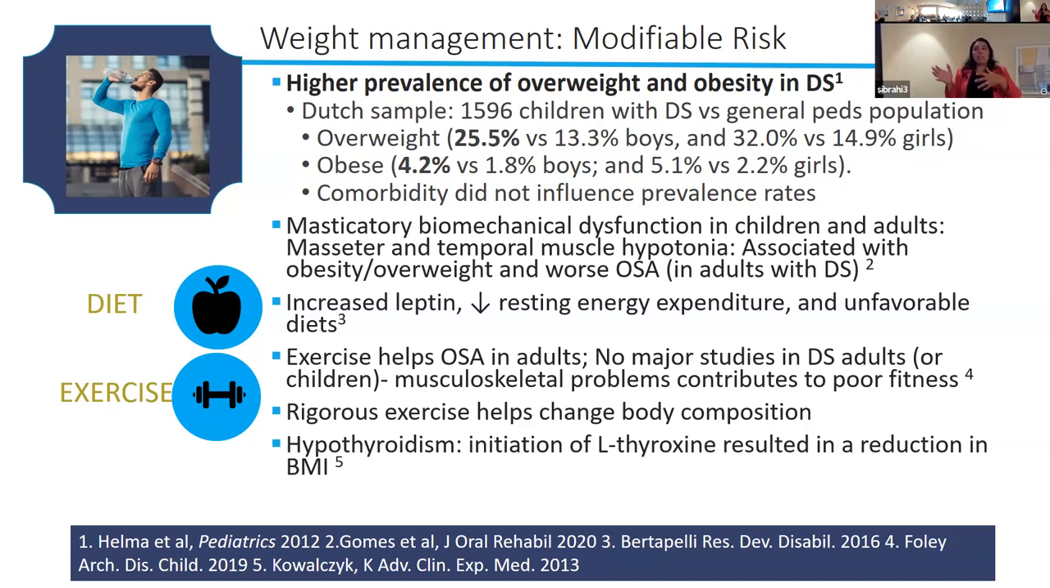Exercise, we know, helps sleep apnea in adults, though not a lot of data in adults with Down syndrome or children for that matter. But there is a study showing that poor fitness is associated with and contributed to by musculoskeletal problems. We have to deal with those when we're talking about exercise, of course. And there is one study showing it's rigorous exercise that helps change body composition. It's not just a little exercise, it's rigorous. So you have to get these rigorous exercise programs in place. You have to treat their underlying morbidities, hypothyroidism being one of them, and really be rigorous about diet. So it'll take a village.